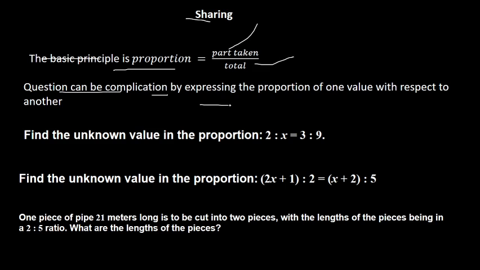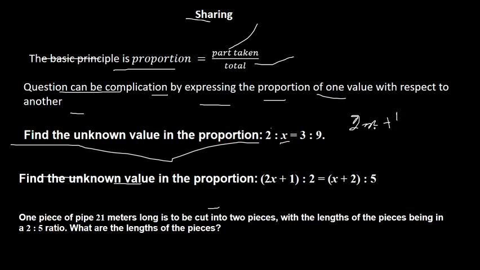Questions can be complicated by expressing the proportion of one value with respect to another. Find the unknown value in the proportion. How can you do that? That is to say, 2/s is equal to 3/9. Make s the subject of the formula. It's not difficult. Find the unknown value in this proportion: (2x plus 1) all over 2 is equal to (x plus 2) all over 5.